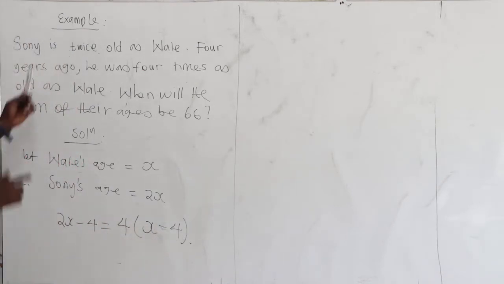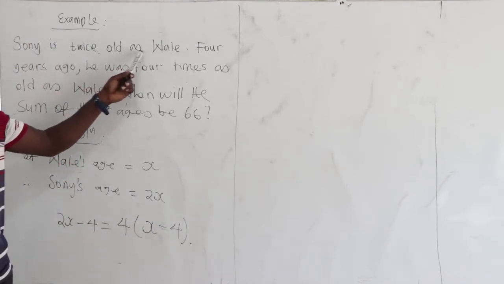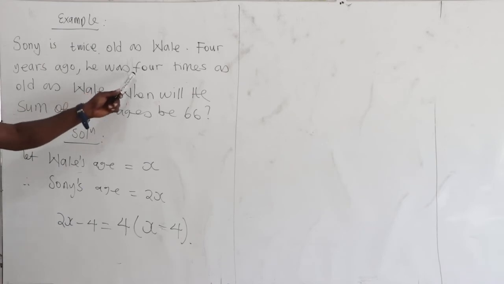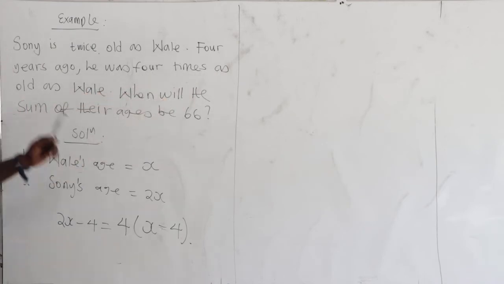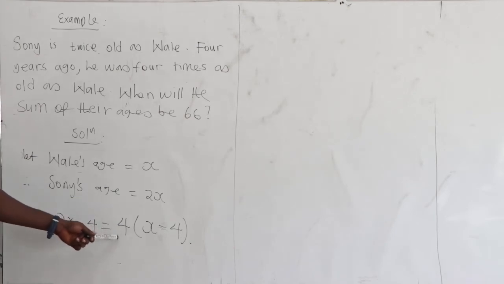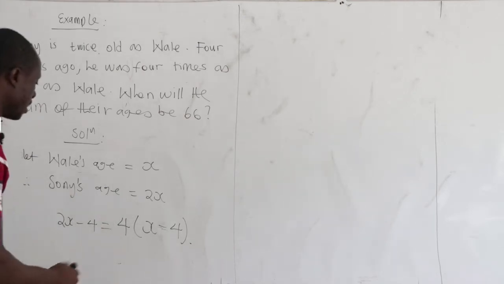Let's take it all over. Sonny is twice as old as Wally. Four years ago, that's 2x minus 4, Sonny was 4 times as old as Wally. What is Wally's age? Wally's age is x. So 4 years ago, that was x minus 4. This is 2x minus 4. But then we have been told this was 4 times that. Now let's work for x.